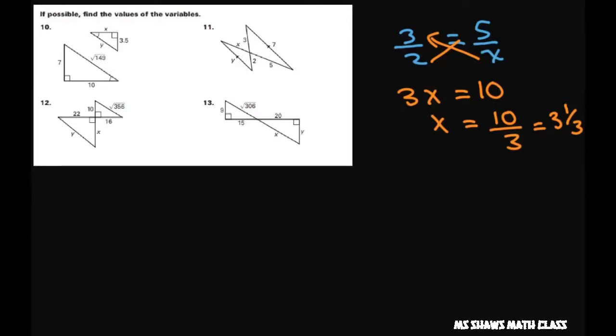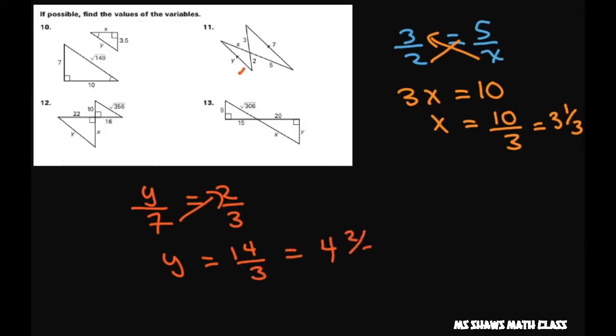And for y, you can do the same thing. I'm going to put y is to 7 as 2 is to 3. So I'm using the smaller triangle first. So you get y equals 14, as you cross multiply, divided by 3, and that gives you 4 2/3.